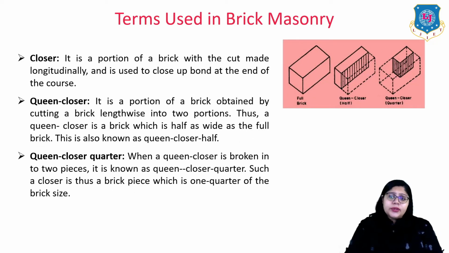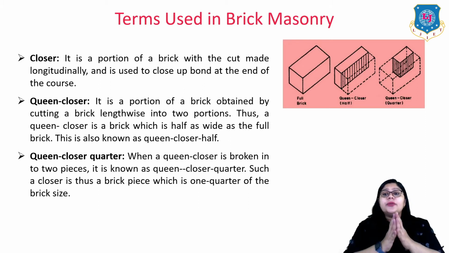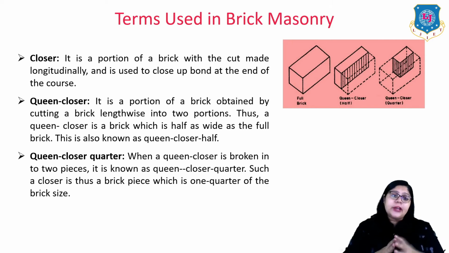Second term is closure. It is a portion of brick with the cut made longitudinally and is used to close a bond at the end of the course. From this closure, we can define another term which is queen closure. So, it is a portion of a brick obtained by cutting a brick lengthwise into two portions. Thus, a queen closure is a brick which is half as wide as the full brick. This is also known as the queen closure half as shown in this figure.